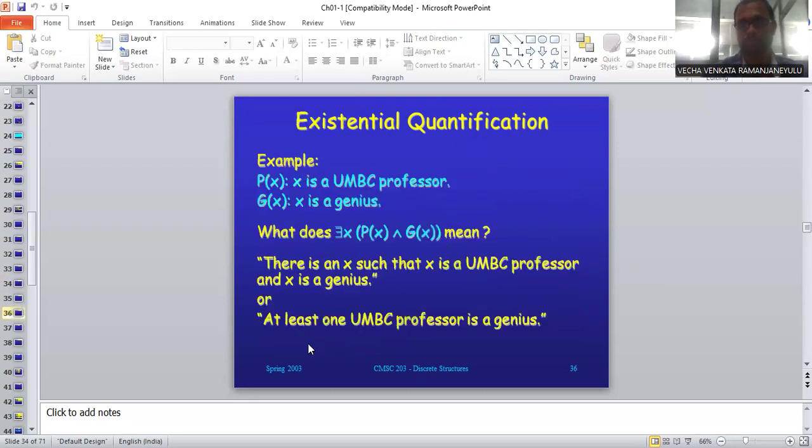Okay. Next, one more thing. Existential quantifier. There are two types of quantifier. One is the universal quantifier, that was the previous discussion. Now existential quantifier. Here P of X means X is a UMBC professor. Next, G of X means X is a genius. What occurs here? There exists X, P of X and G of X. It means there is an X such that X is a UMBC professor and X is a genius. That is, at least one UMBC professor is a genius. Okay. Next.